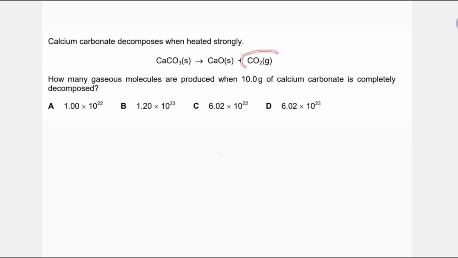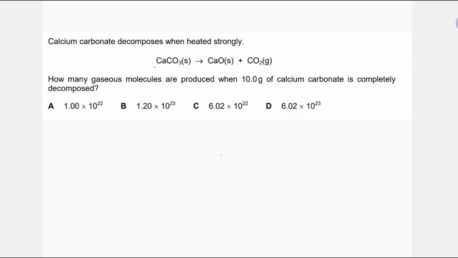So the only gaseous molecules produced are carbon dioxide. Calcium oxide is a solid, so we don't look at it. We look at carbon dioxide. So how many gaseous molecules are produced when 10 grams of calcium carbonate is completely decomposed? We know that 1 mole of any substance has this many particles, this many molecules, atoms, etc. So if it is 1 mole, we have this many molecules. But with 10 grams of calcium carbonate, how many moles do we have?